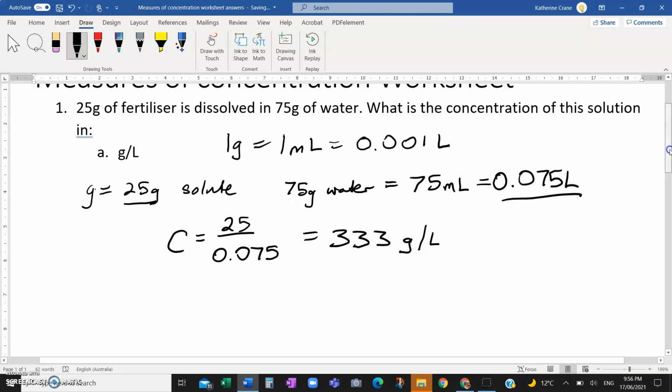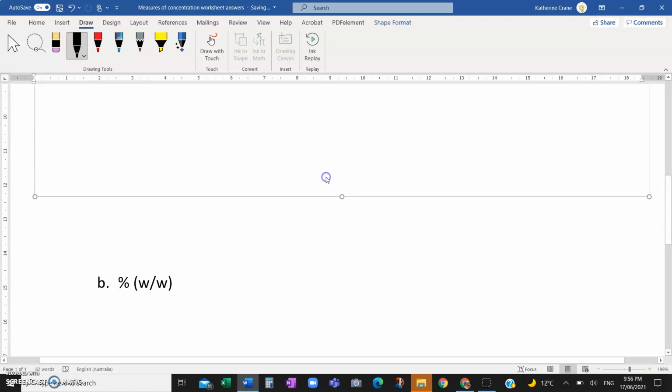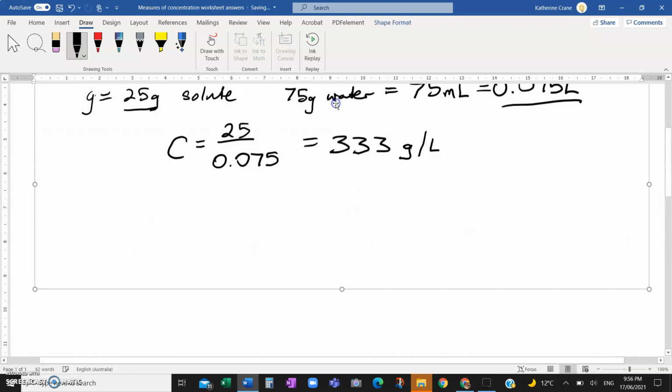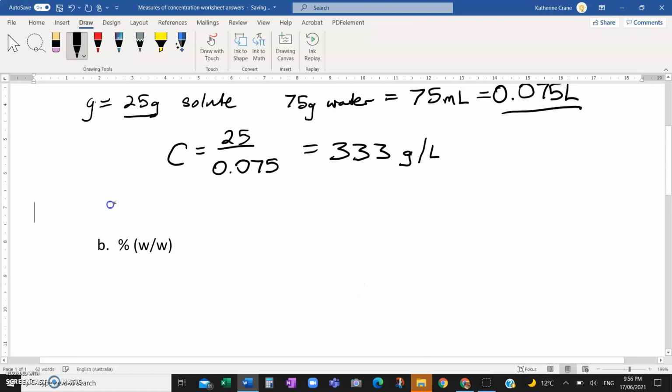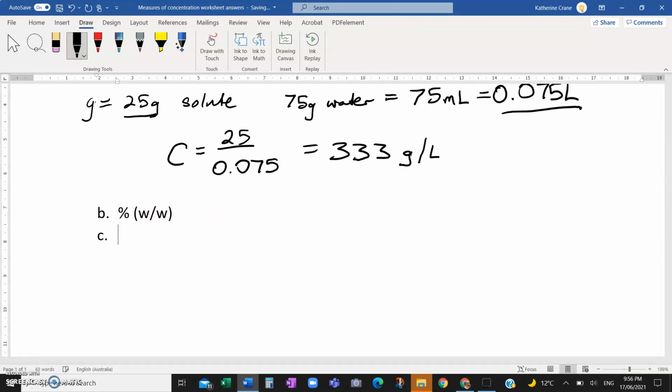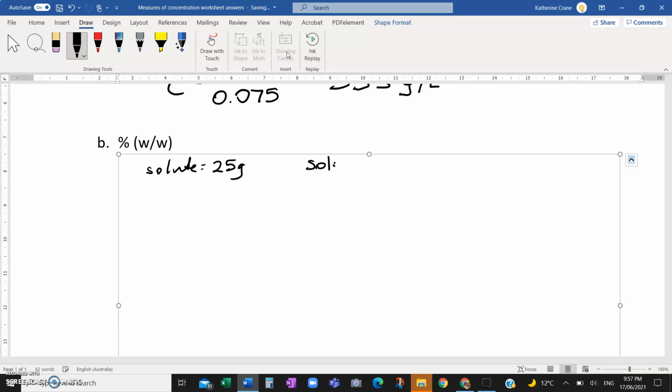So the second part of this, I'm going to move it down. I don't need such a big working area there. I'm going to make it smaller and put a new workspace underneath. All right, so for this one, let's put another drawing canvas in. So for this one, we need to remember our solute was 25 grams and our solvent was 75 grams.